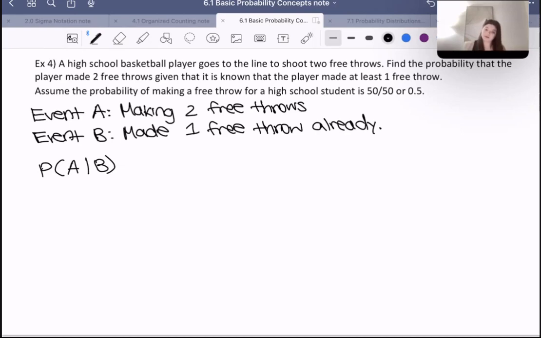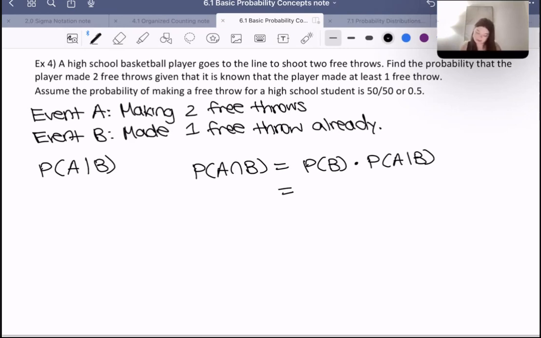Well, here's the thing. We know that the probability of A and B is equal to the probability of B times the probability of A given B, right? So therefore, we can fill out everything except for probability A given B, right? It tells us that the probability of B making at least one free throw is 0.75, right? Now, how do we know that? Well, the probability of making one free throw is 0.75 or 3 in 4 for this reason, because we have an equal chance of missing or hitting, right?